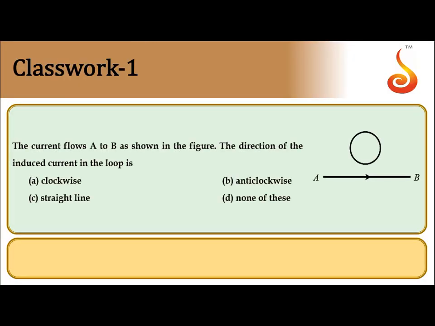Example 1. Current flows from A to B as shown in the figure. The direction of the induced current in the loop is. Here is the construction and this is the direction of the current. I will call this primary and secondary. Because of the current in the primary, an outward magnetic field is produced in the coil.